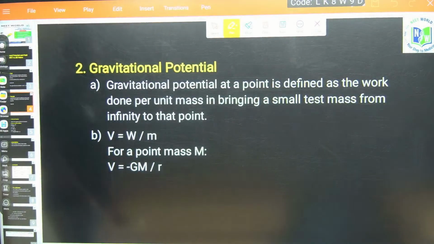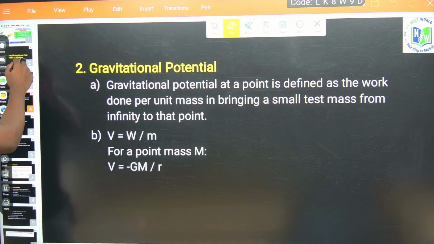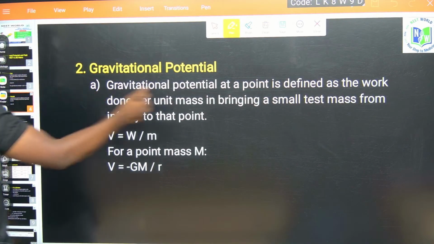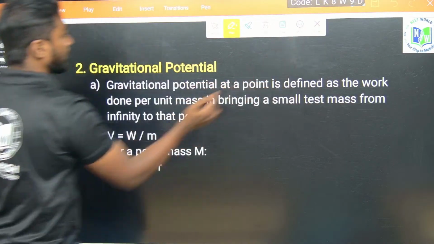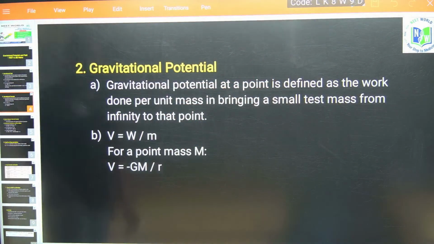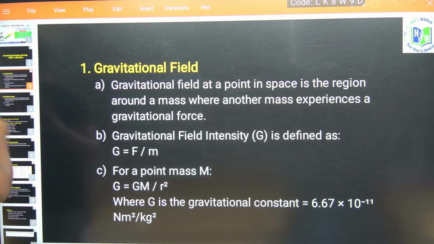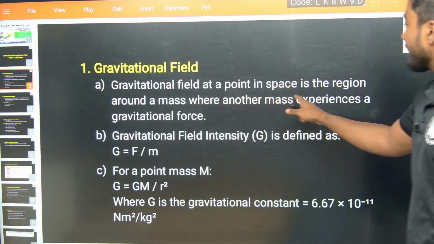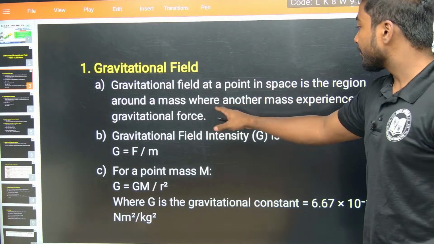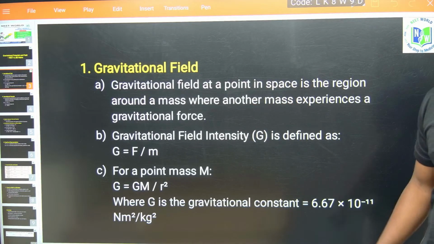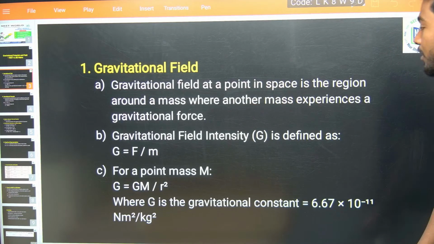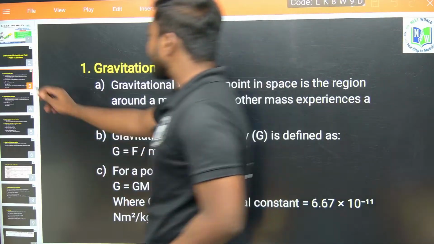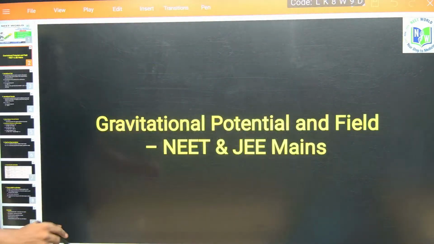Okay. So let me once again explain what we have seen here. Yes, now it's okay. So gravitational field: the gravitational field at a point in space is the region around a mass where another mass experiences a gravitational force. One more thing, we have seen that the voice was glitched, so once again I will explain that.